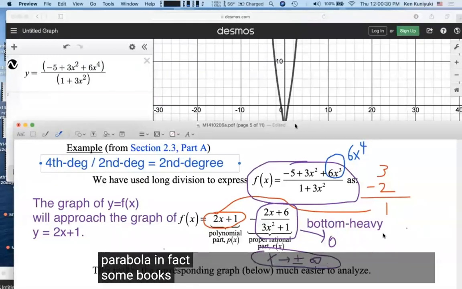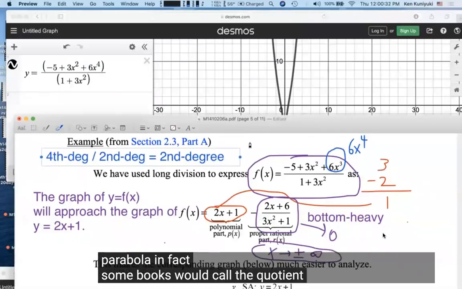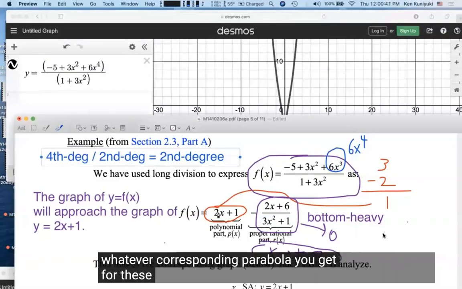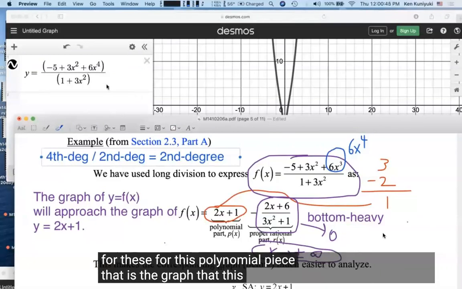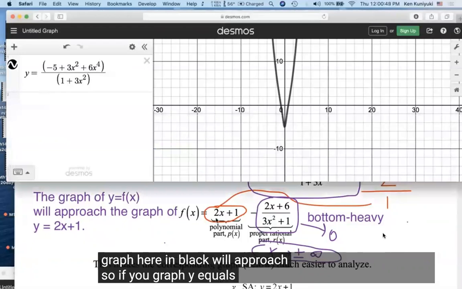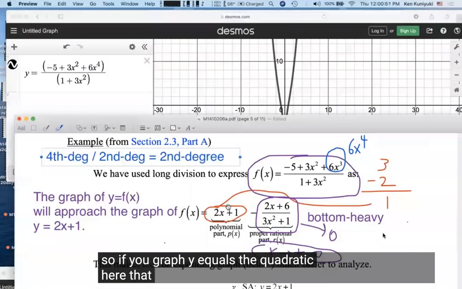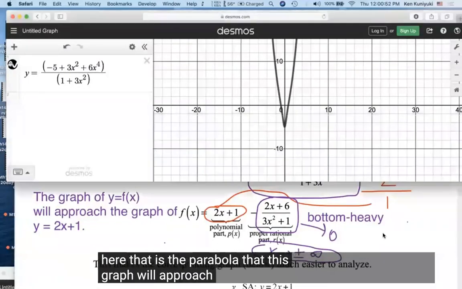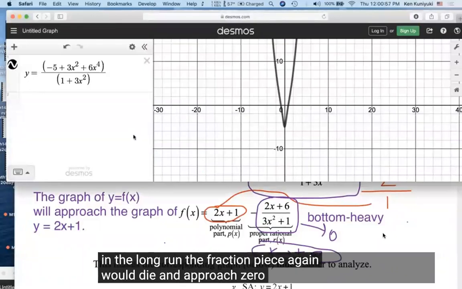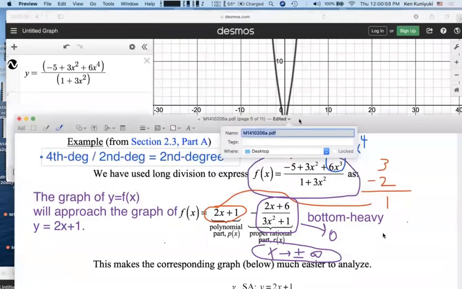In fact, some books would call the quotient an oblique asymptote. Personally, I only call lines asymptotes, but basically, whatever corresponding parabola you get for this polynomial piece, that is the graph that this graph here in black will approach. So if you graph y equals the quadratic here, that is the parabola that this graph will approach in the long run. The fraction piece, again, would die and approach 0. All right.